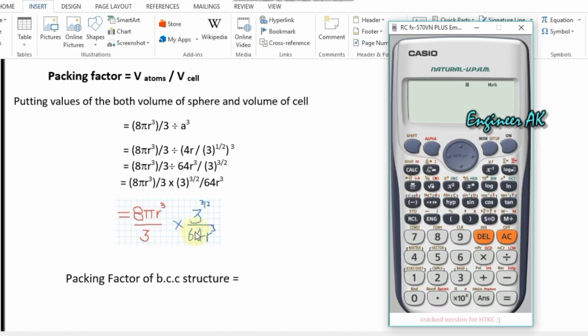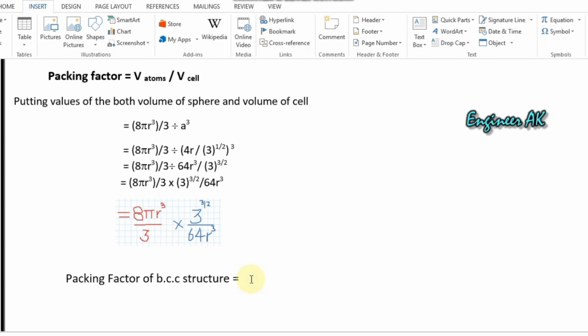So here the 64 and 8 cancel out, and the R cancels, so I am just left with pi multiplied by 3 power 3 divided by 2, and here 8 multiplied by 3 multiplied by 8. So what I get is 0.68. So this is the packing factor of BCC.